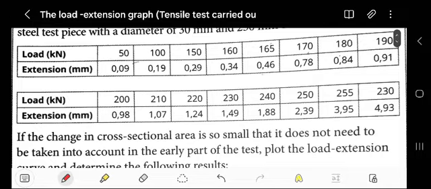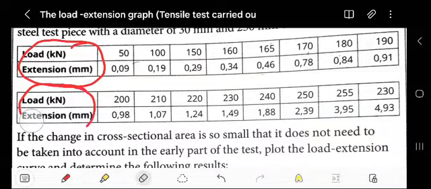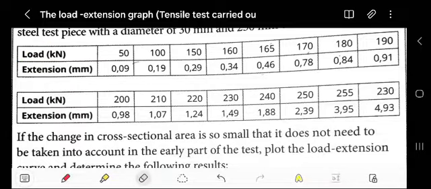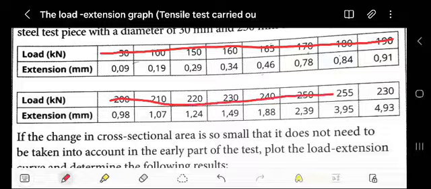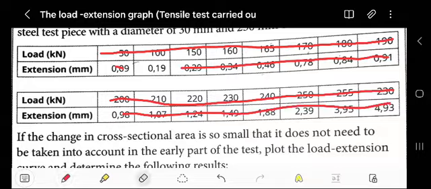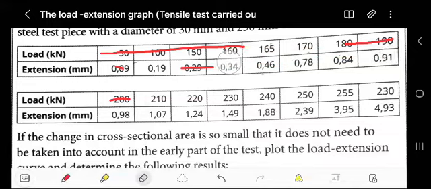This is what we have there: load and extension. Remember, this is continuing. It's not like we've been given two different things. It's just that they had no enough space, so this table continues like this. It is a continuity, and it is one and the same thing. So guys, this is what we have: load and extension.